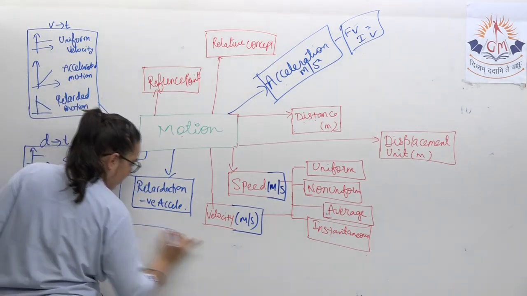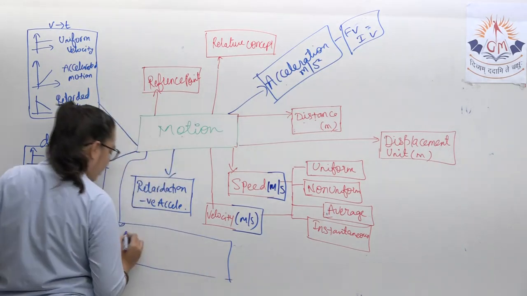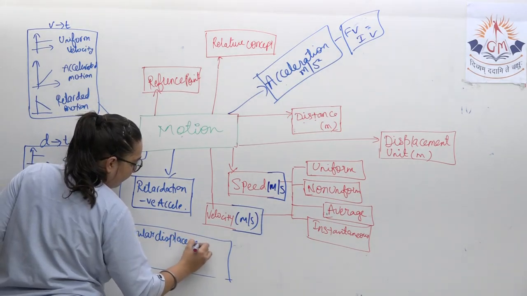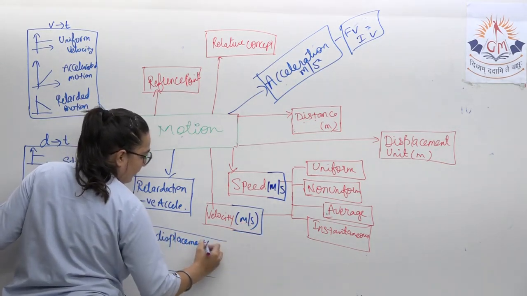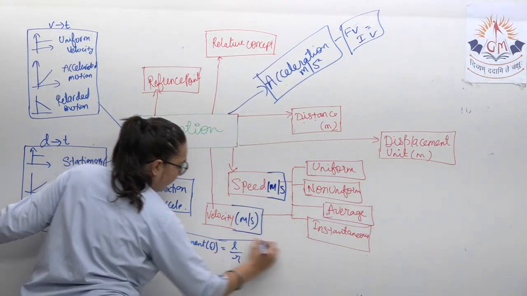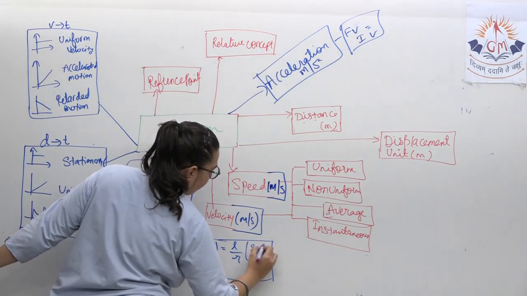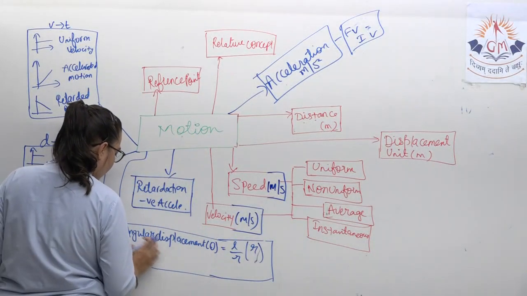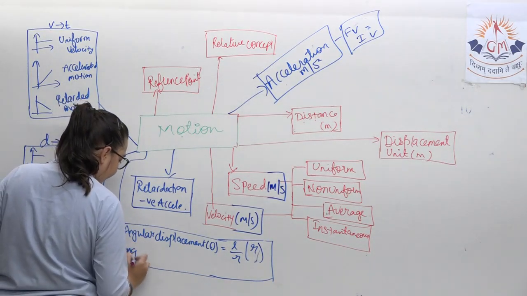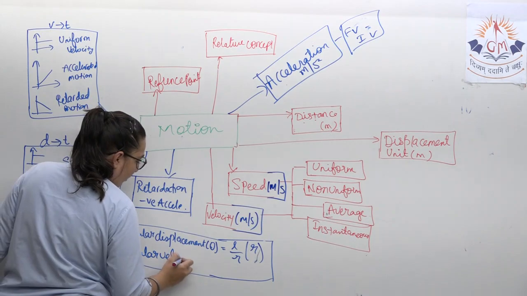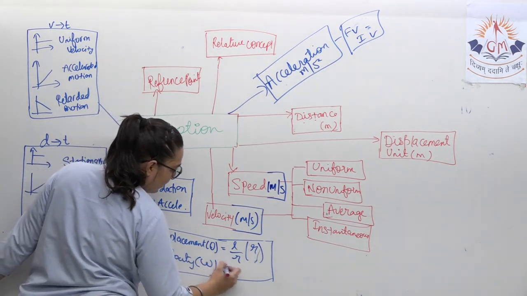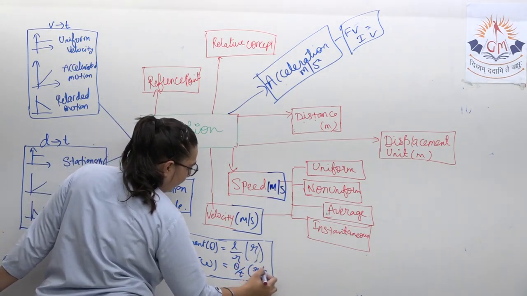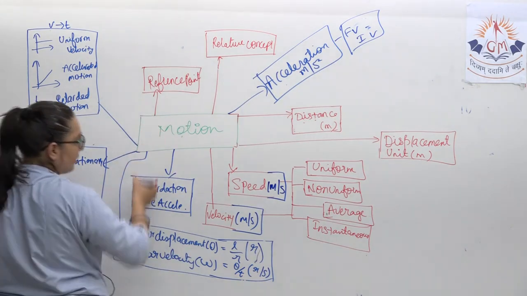Next, today's content: angular displacement, theta is equal to L by R, and what is its unit? Radian. Then angular velocity, denoted by omega. What is its unit? Theta by t, its unit is radian per second. Then the three equations of motion.